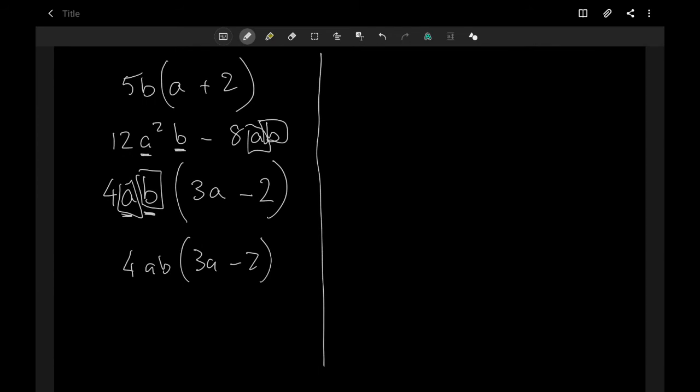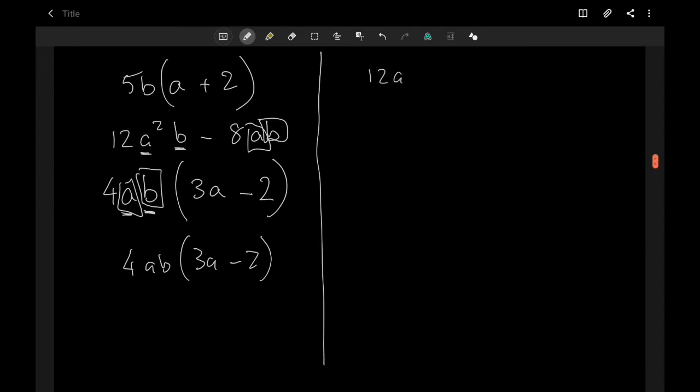So let's take a look at an expression that is really messy. Say we had 12a squared b minus 8ab all over 4a squared b plus 8ab, and we were asked to simplify it. Now, at the moment, it just looks like one gigantic mess.